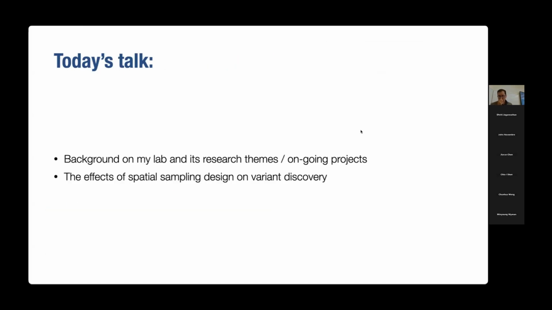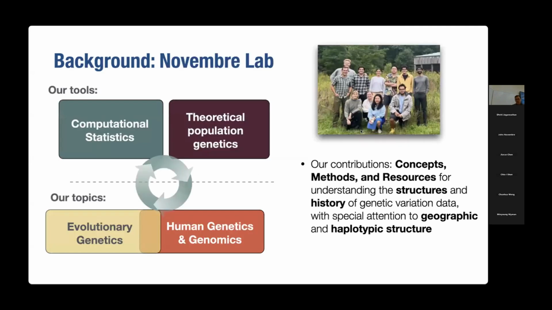So broadly, by way of introducing my lab and its interests, I sometimes like to use this diagram here of the tools that are what we use day to day. And this is what we specialize on a technical level. So the tools of computational statistics and theoretical population genetics, that's what we're training in. And then we're using these tool sets to address topics at the intersection of evolutionary genetics and human genetics and genomics. We're swinging between those two.